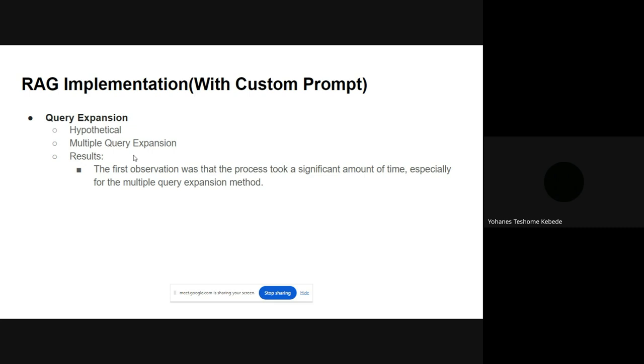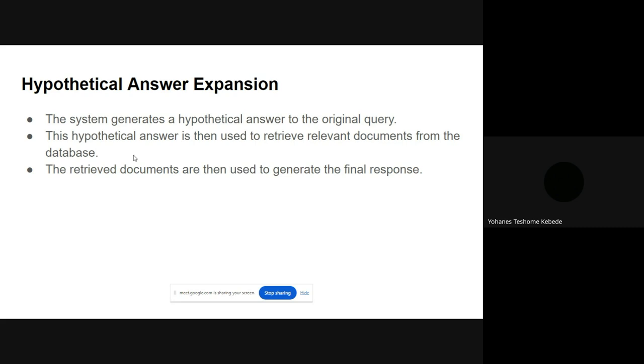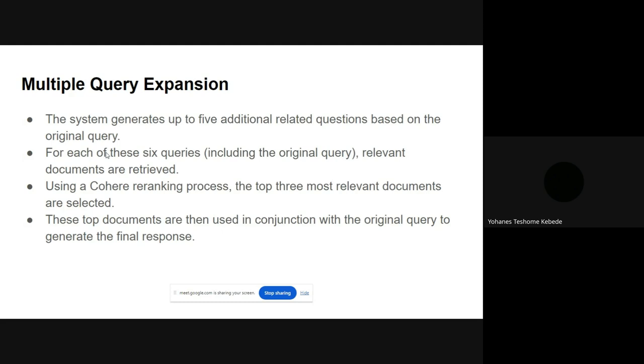Before we dive into the results, let's talk about the way I implemented this. For the hypothetical answer expansion, the system generates an answer for the original query. I use OpenAI for that. The hypothetical answer is then used with the original query to retrieve the relevant documents, and those relevant documents with the original query generate the final response. For the multiple queries function, the system generates up to 5 additional related questions based on the original query. For each of the 6 queries, meaning the original query and the 5 generated related questions, we retrieve relevant documents. Using a Cohere re-ranking process, I selected the top 3 most relevant documents, and with these 3 relevant documents and the original query, I generate a final response.